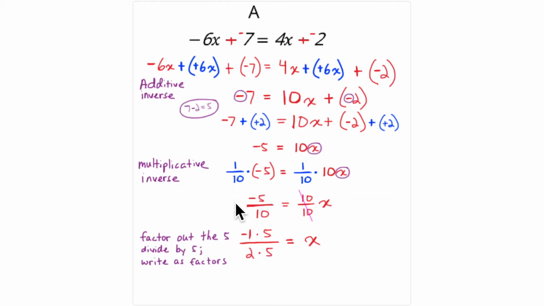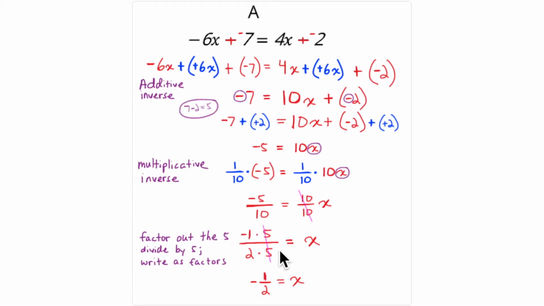So how do you work with -5/10? How do you simplify that? Well, there's a couple ways to write that or say that. One is to factor out the 5 by dividing by 5. So a -5 divided by 5 is a -1 times that 5 that you divided by. And 10 divided by 5 is 2 times that 5 to get back to the 10 that you divided by. And these 5's cancel out. 5 divided by 5 is 1. And so now you're left with a -1 over 2, and that's the same as a -1/2, and that equals x.